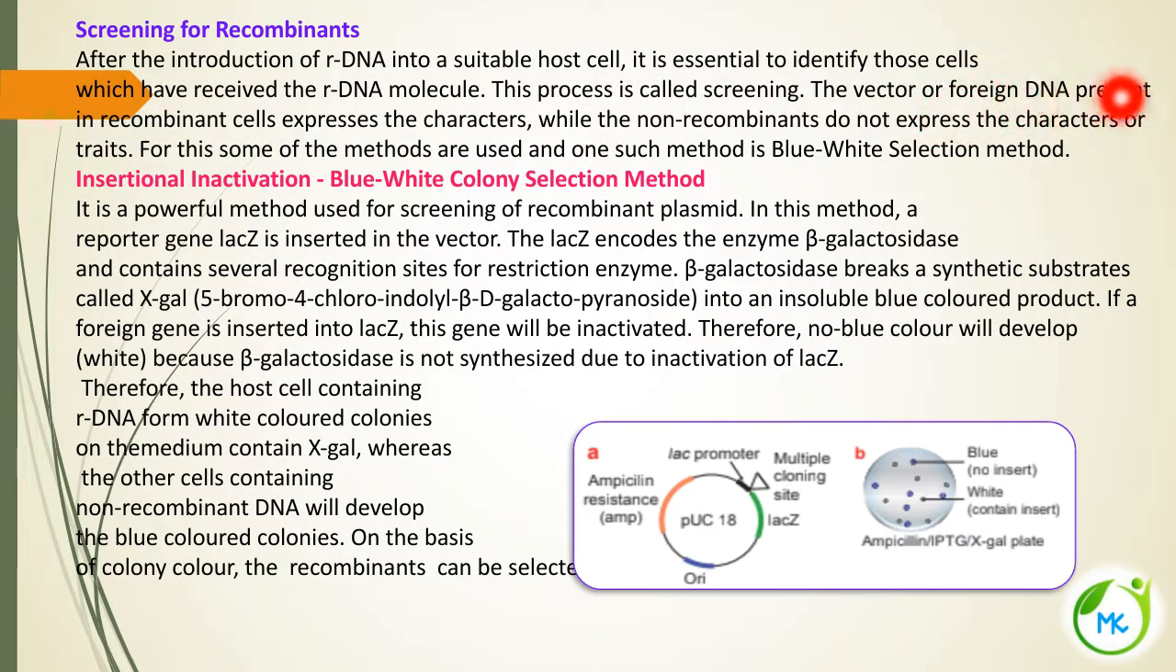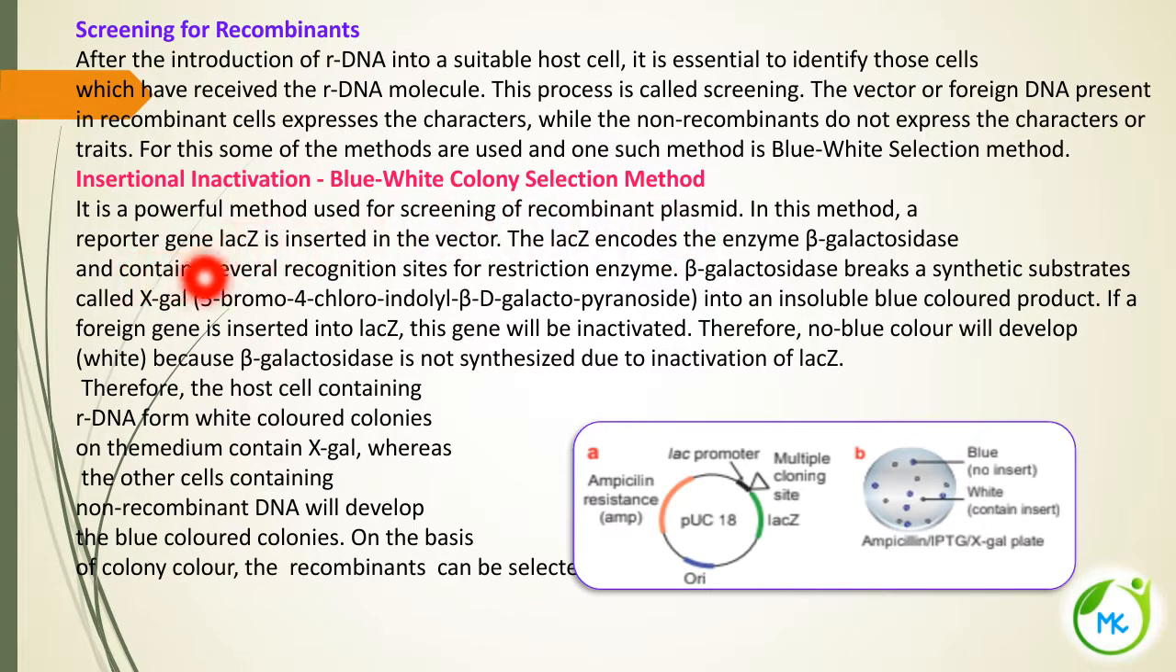The vector or foreign DNA present in the recombinant cell expresses the characters, while the non-recombinants do not express the traits. And for this, some methods are used. We are going to study three methods. One such method is the blue-white selection. It is a very important process also. So what is this blue-white colony selection method, otherwise referred to as insertional inactivation? It is a powerful method for screening of recombinant plasmids.